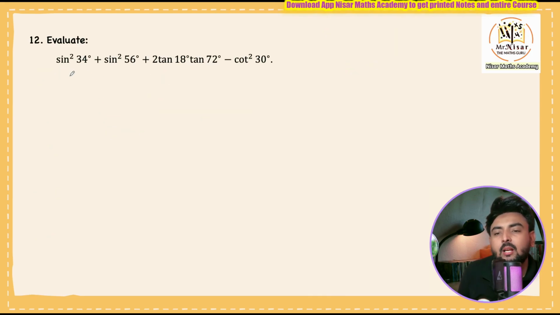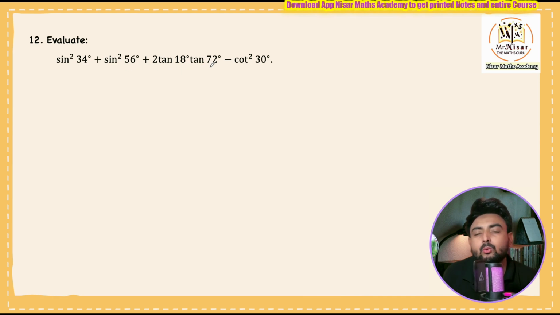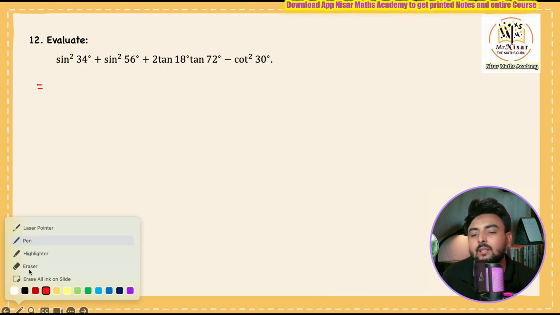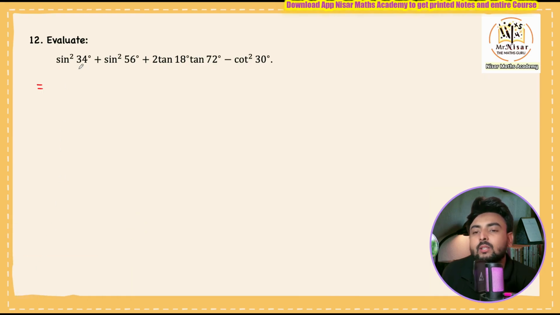The next question we have: sine square 34 plus sine square 56 plus 2 tan 18 into tan 72 minus cot square 30. This we need to find the value. Children, first of all I'll change the color and make it black. Here it is sine square 34 and here it is sine square 56. If I convert one of them, sine 56 means cos 34, because sine and cos are complementary. So here sine square 34 plus cos square 34 is going to become 1.